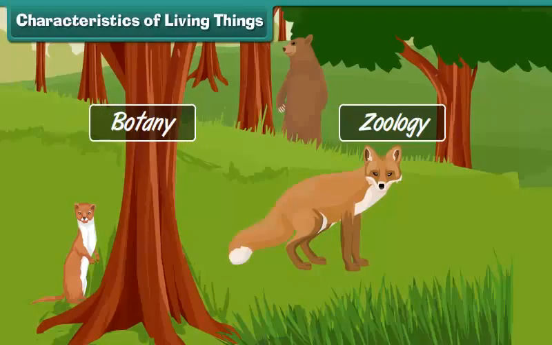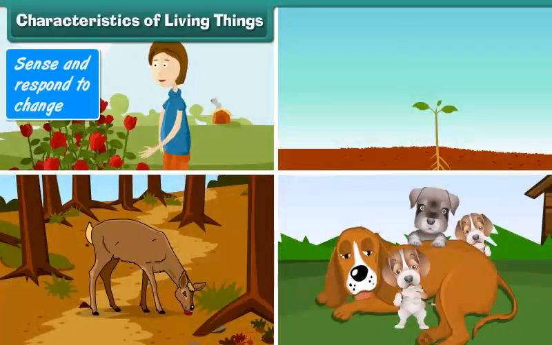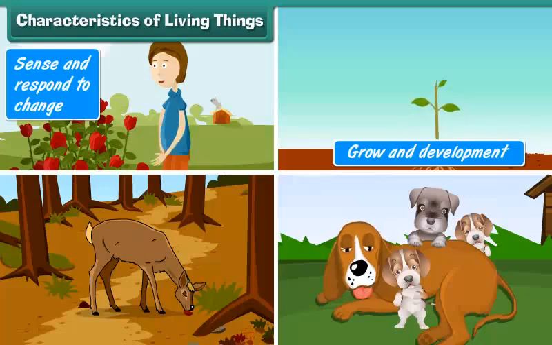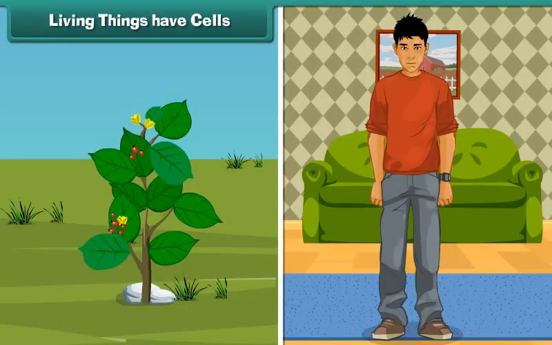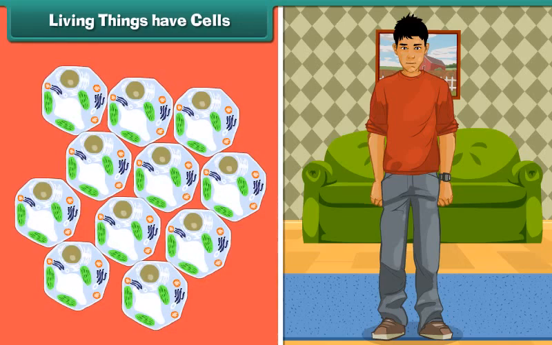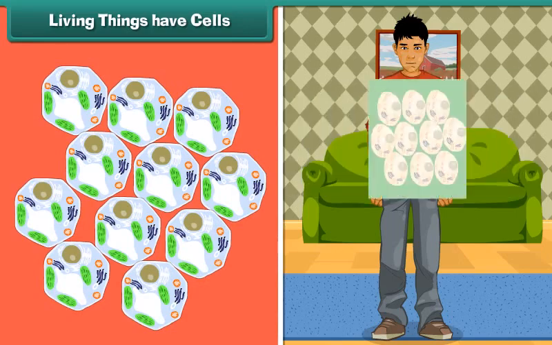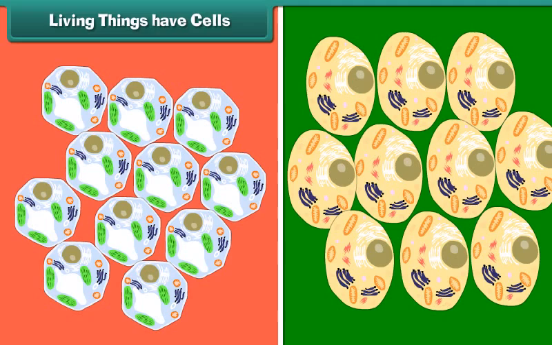All living organisms share following basic characteristics: sense and respond to change, growth and development, give off waste, reproduce. Living things have cells. Each living being has a distinct individuality. It cannot be broken into two or more independent parts. The body of a living being is made of one or more cells. Cells are considered to be structural and functional unit of life.